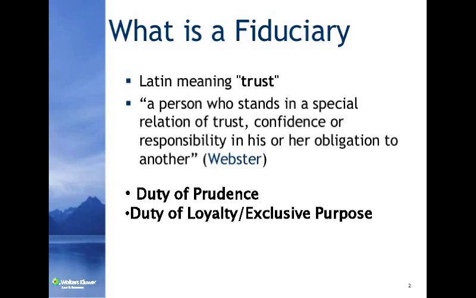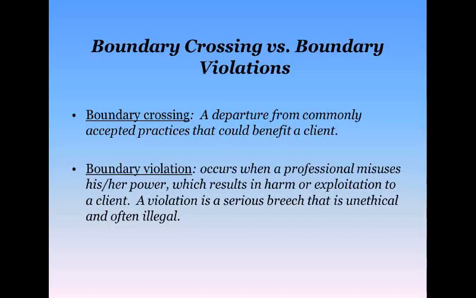The clinician has two duties. One, a duty of prudence to act with care, skill and diligence when treating a patient. Two, a duty of loyalty and exclusive purpose to act in the patient's interest, benefit and safety. Definition of boundary crossing and violation. The boundary crossing represents a non-severe departure from commonly accepted standard medical practice. It could benefit the clinician or the patient. The boundary violation denotes the exploitation or misuse of power in the professional relationship.